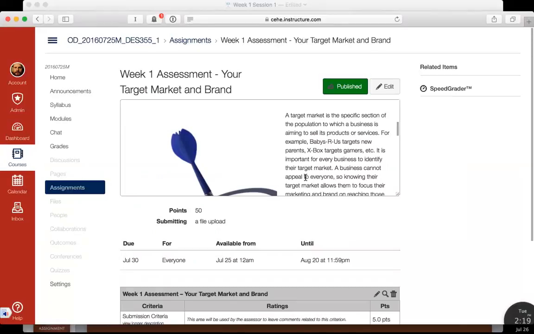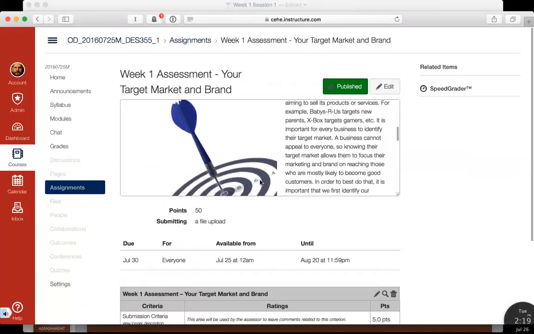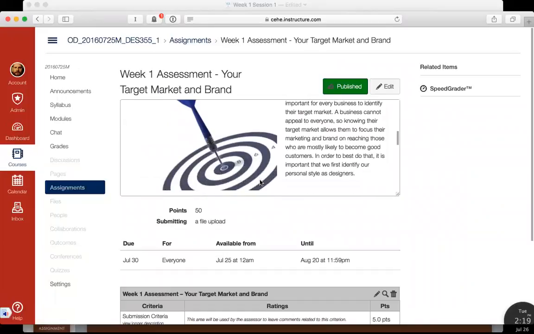For example, Babies R Us targets new parents, Xbox targets gamers, etc. Now, that is broad. There's actually more than that. Babies R Us doesn't just target new parents, but it targets certain demographics, age brackets, financial brackets, stuff like that. But in generality, they target new parents. It's important for every business to identify their target market. A business cannot appeal to everyone, so knowing their target market allows them to focus their marketing and brand on reaching those who are most likely to become good customers.